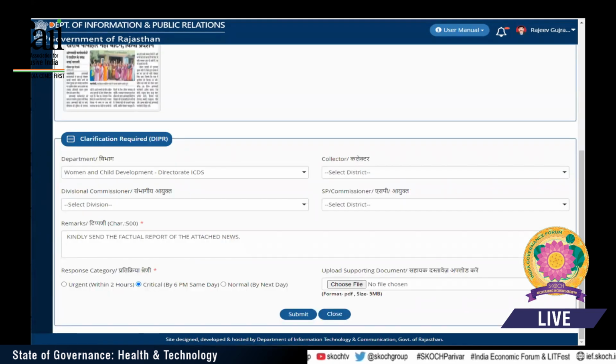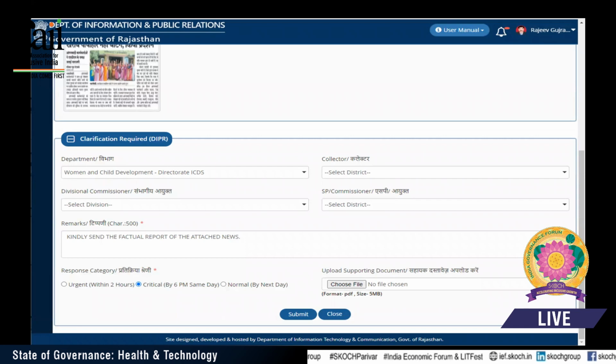The most important aspect of the system is that once news is published, there is a process in government where the CMO, or the concerned CMO, primarily the CMO, seeks clarification from the respective department that a negative news item was published in the newspaper today about your department. So kindly submit the clarification.